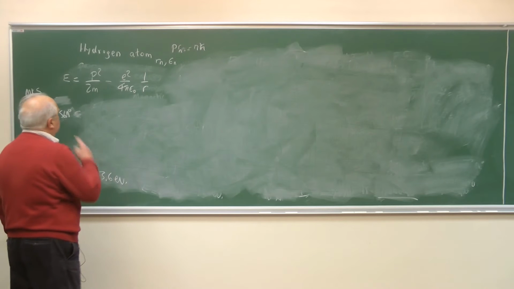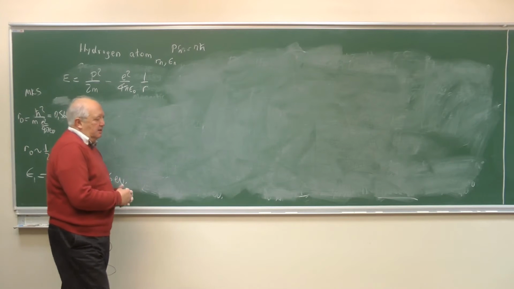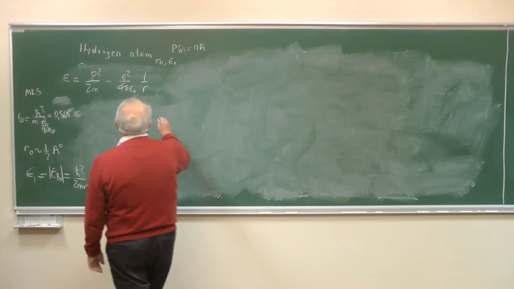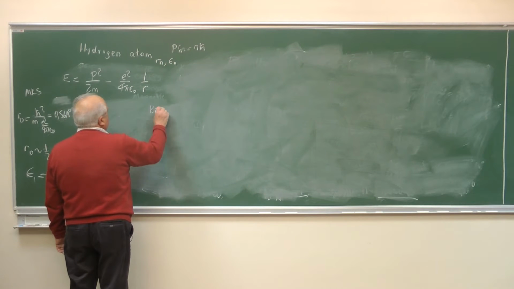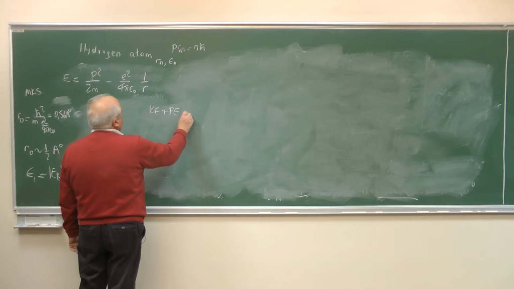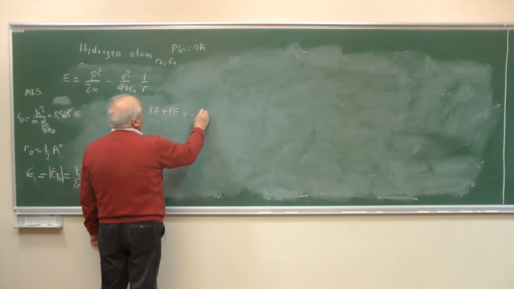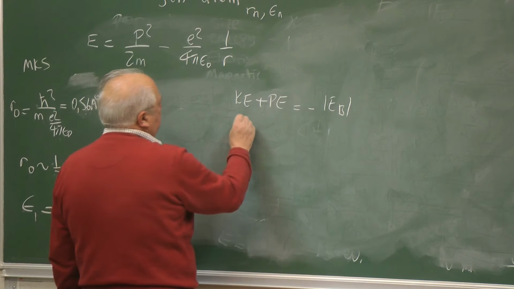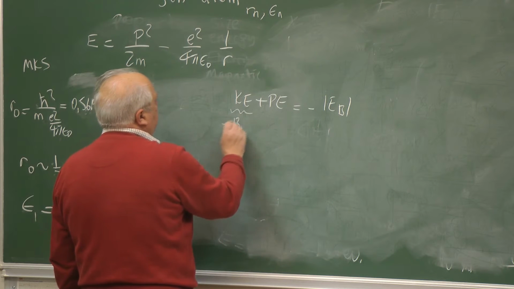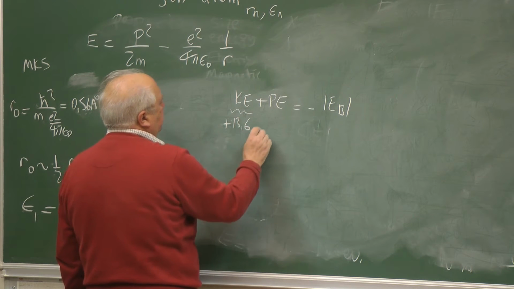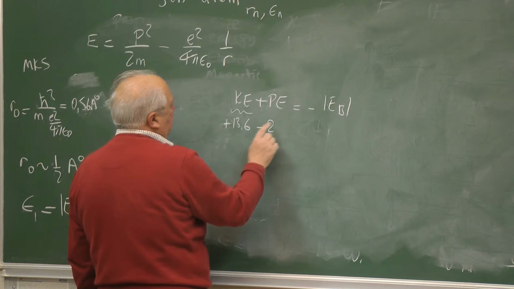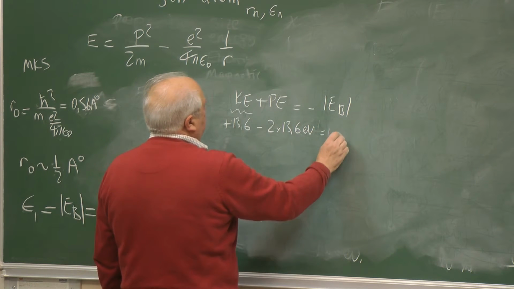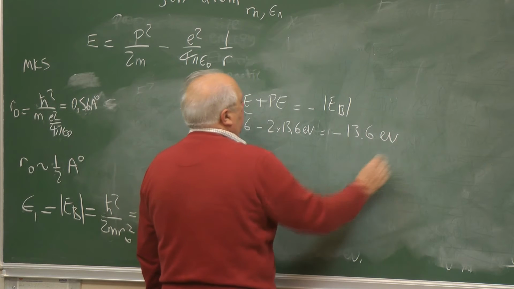Okay. Next, let us compute the electric field inside the atom. And let us look at this energy equation again. We have the kinetic energy plus the potential energy. That's the minus EB. And this is minus 13.6 electron volts. This is minus, this was twice in magnitude of that, 2 times 13.6 electron volts. And that's equal to, of course, minus 13.6 electron volts.